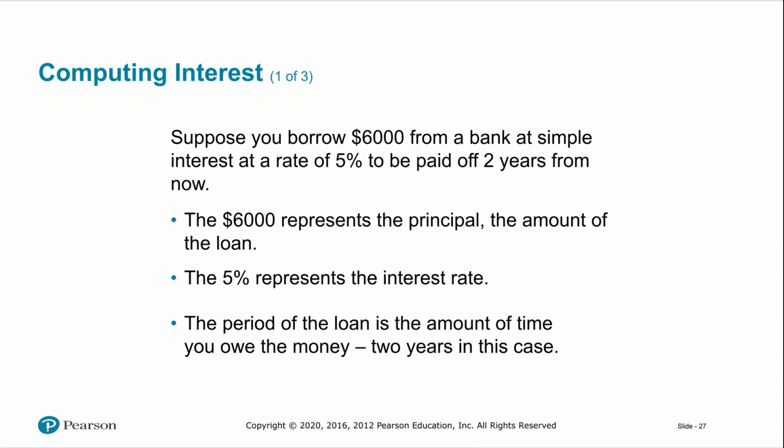Next, we want to learn about simple interest. Suppose you borrow $6,000 from a bank at simple interest at a rate of 5% to be paid off 2 years from now. First, we want to learn what these names are going to be. This 6,000, the original amount, is called the principal, or the amount of loan. Now, it's the loan if you're borrowing, and it's an investment, for example, if you're putting it in a savings account. The 5% represents the interest rate, and the period of the loan is the amount of time that you owe the money. In this case, it would be for 2 years.